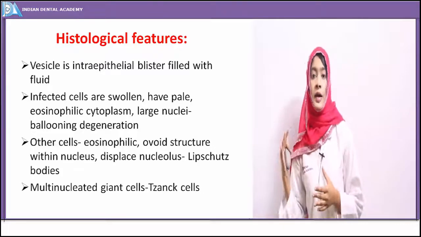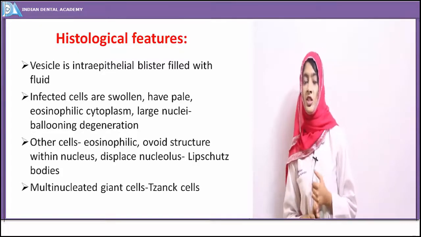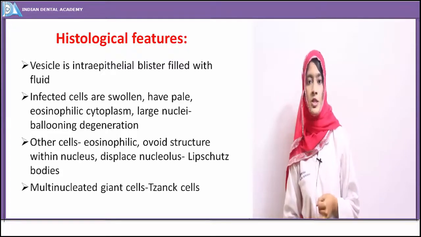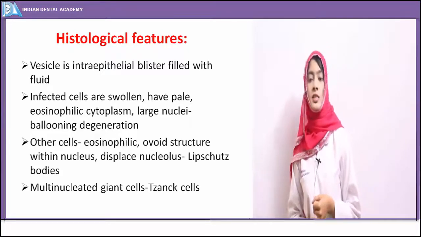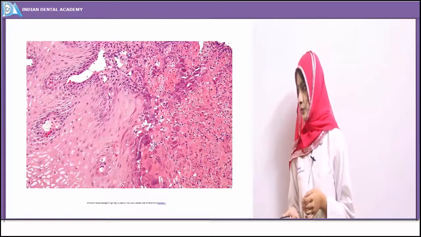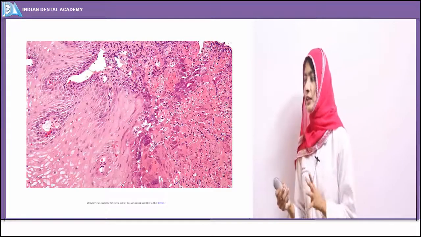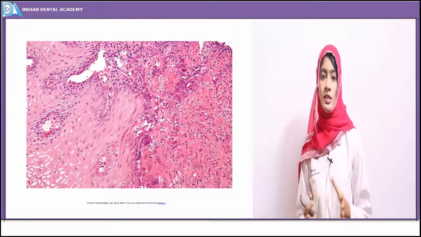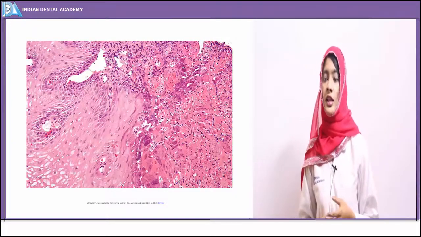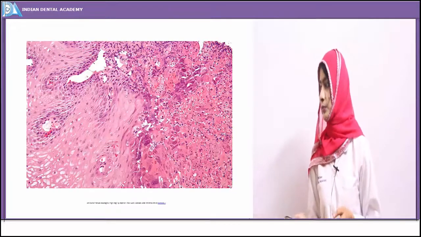So the microscopic picture of herpes simplex has three characteristic features. One is the ballooning degeneration of cells, another is the Lipschütz bodies, and the other is the Tzanck cell. In this histologic picture, you can see towards the right side the clumping of cells, the multinucleated giant cells, which can be seen clearly here.